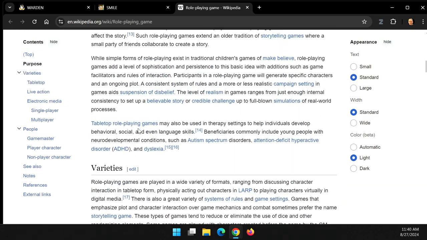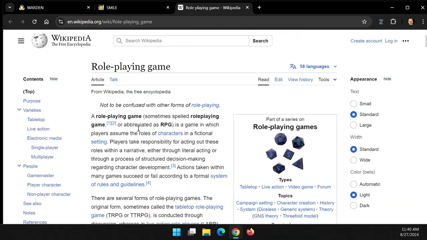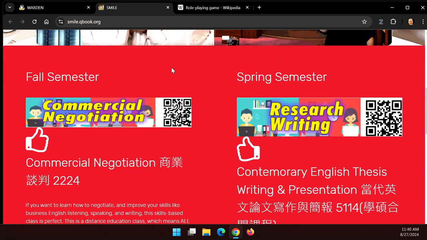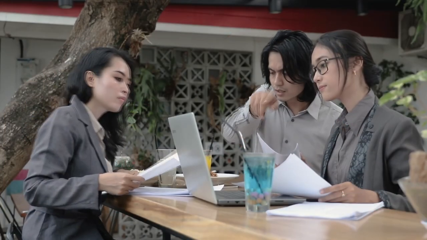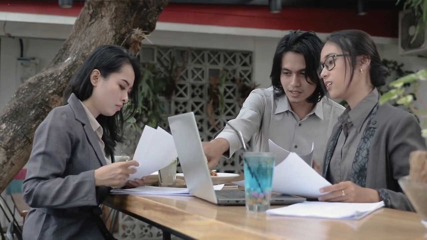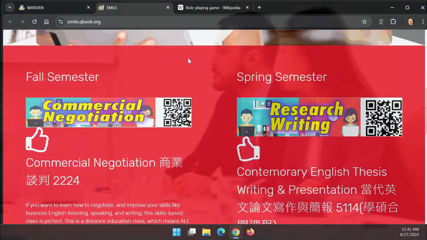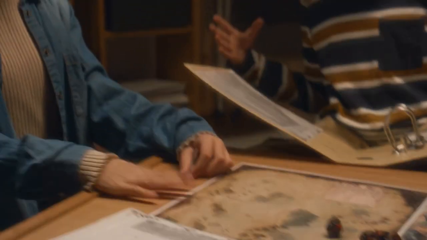And what I want to show you is that inside this role-playing class, this RPG we have for our negotiation, what we're going to do is pretend that we are a company and we need to make a negotiation. So in this class, I just want to quickly let you know that it's going to be a lot of fun.